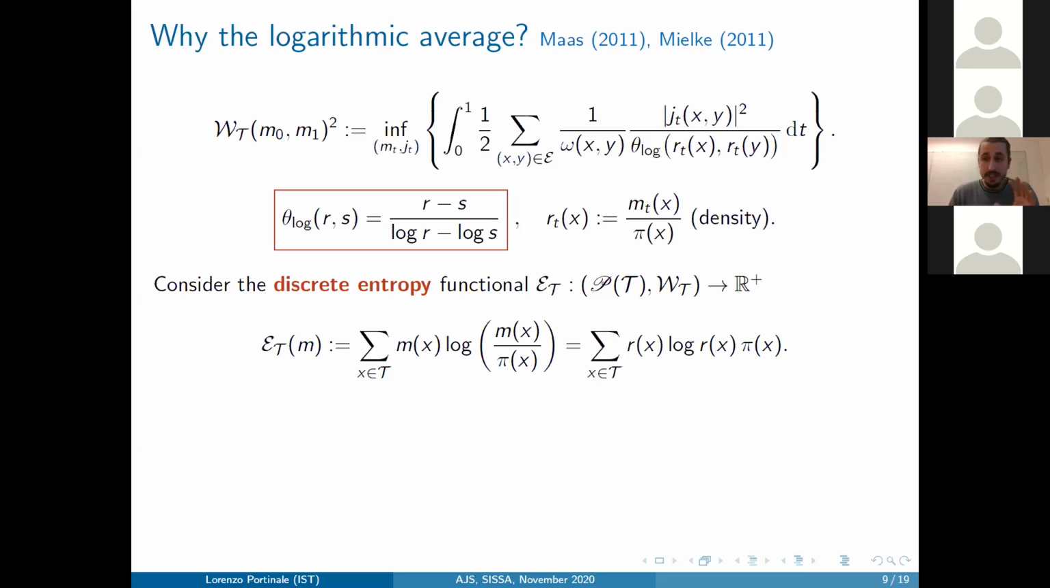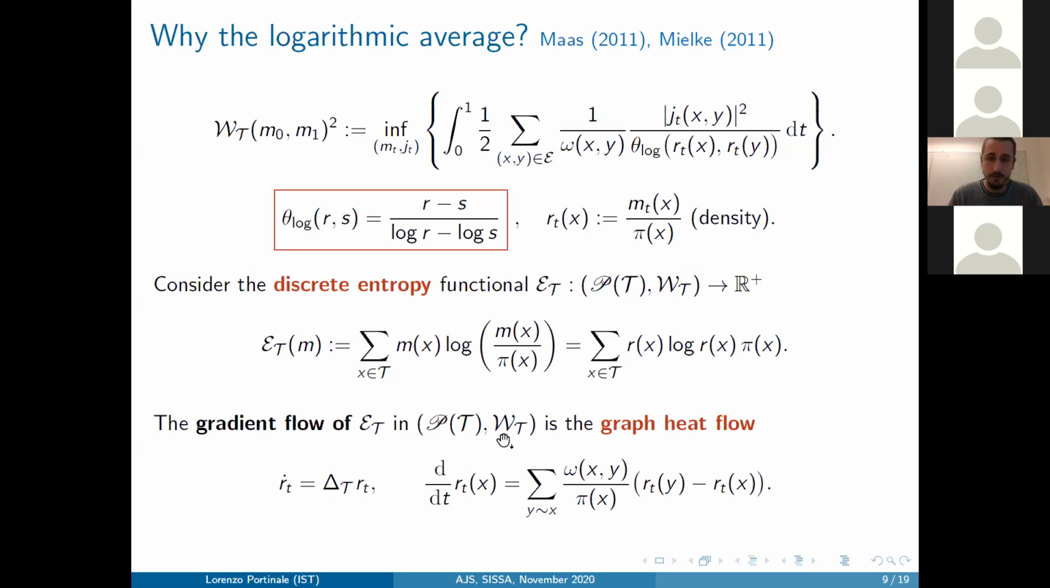If now I consider this function here and I take the gradient flow with respect to the distance with this particular choice of theta, then I get exactly what is known in the literature as the graph heat flow. By graph heat flow, I mean the discrete version of the heat flow, so R dot equals Laplacian of R, where the Laplacian here is the discrete Laplacian associated to this structure. The discrete Laplacian is given by this; again, the differential structure becomes sums and differences, and the weight of the Laplacian is exactly given by this omega divided by pi.